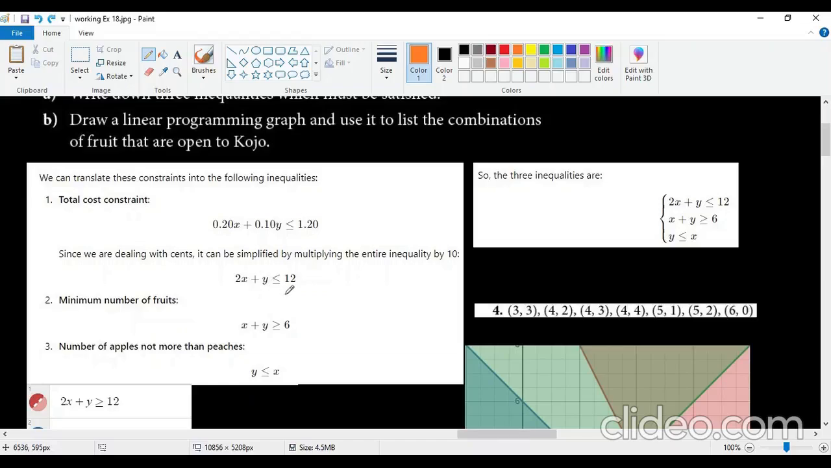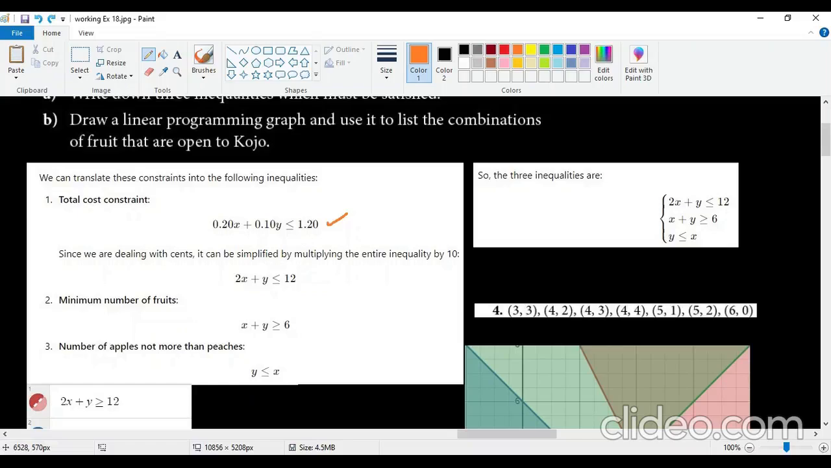Now, what we have done is we have divided everything, multiplied everything by 100. So we have got exchange with this equation. So these two are the same equations. Okay, so mind it. Now, for the minimum value, the apples and peaches should not be more than 6. Okay, this is the second constraint.